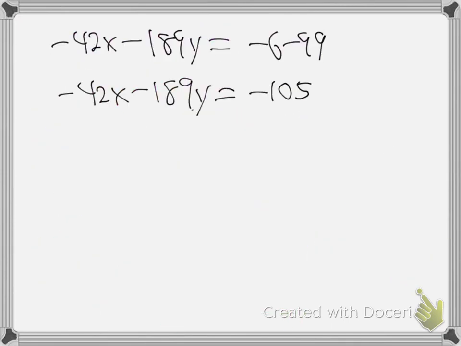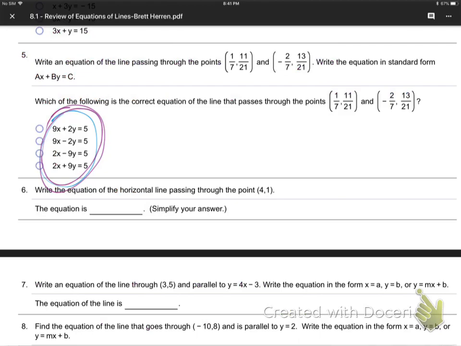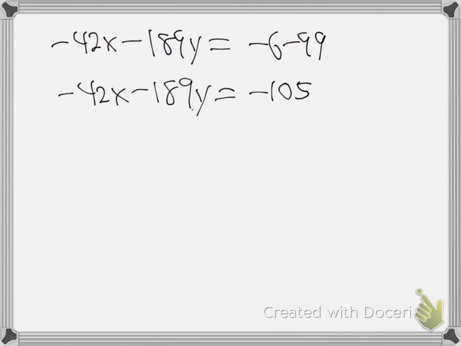Let me go back to the end. We have 105 over there. Look back here. They all have 5 on the right side. Well, hold on. Let that lead you. Let that guide you. How could I turn that into 5? They all have 5. What could you divide by? Check your calculator.